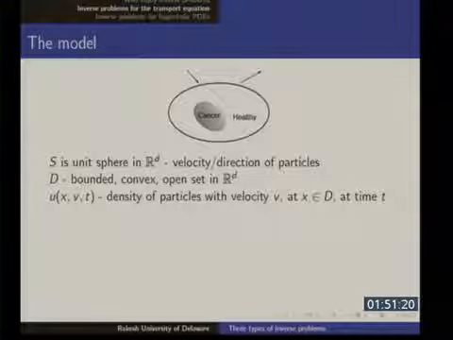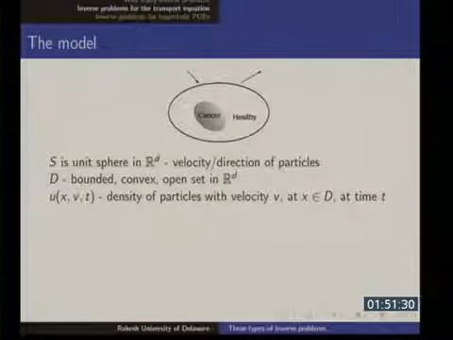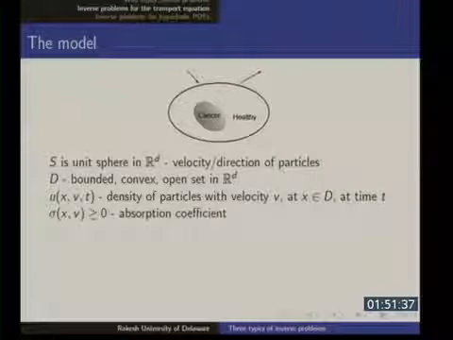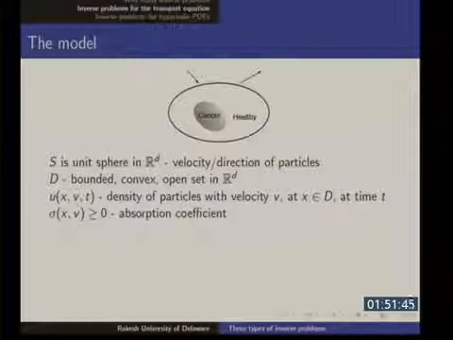Okay, so what is it that is being measured? It's the density of particles with velocity v. You choose a direction v. What is the density of the particles with velocity v at x at time t? That is the function which is going to satisfy the transport equation. And this is the absorption coefficient at each point. It's a non-negative number. The absorption depends on the velocity, meaning if a particle comes with a certain velocity v, the amount of it which is absorbed depends on that direction and the point also, of course.